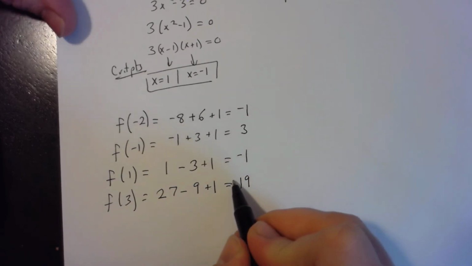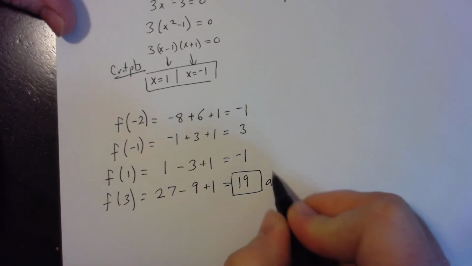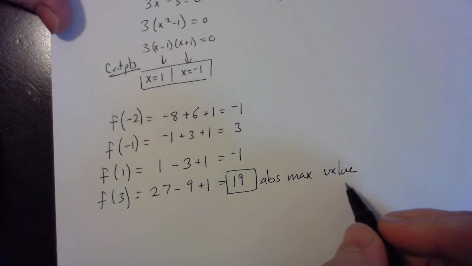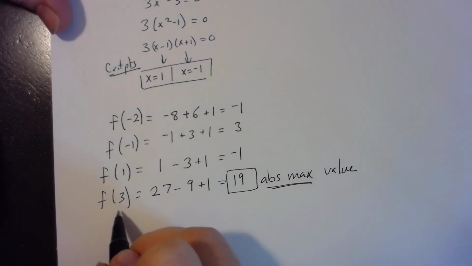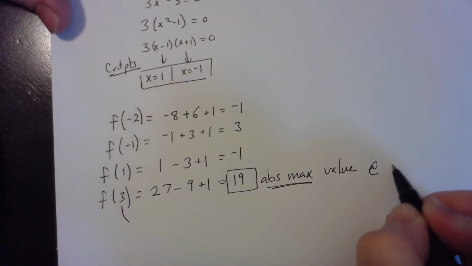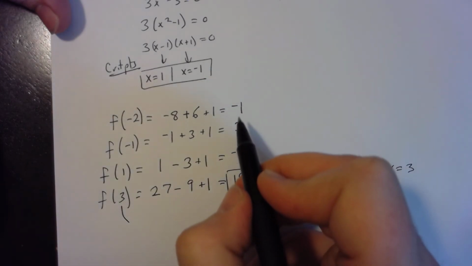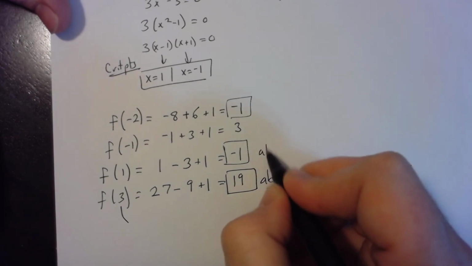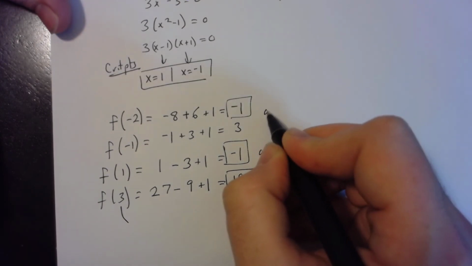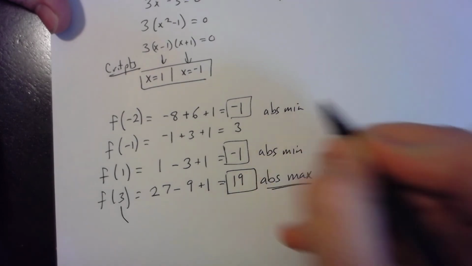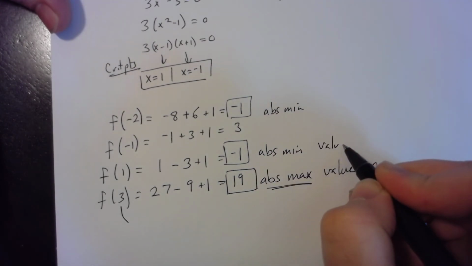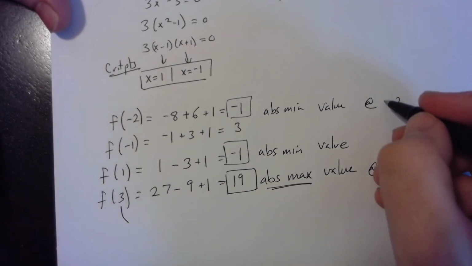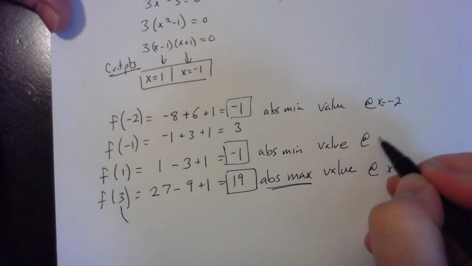So it looks like this right here is going to be our absolute maximum value. And now I'm going to be very specific about this. This is the absolute maximum value. Where does that maximum occur? It occurs at x equals 3. This one right here and this one right here both appear to be the absolute minimums. They are both absolute minimums because they are together the lowest value on the curve. Again, that's the lowest value. And where do those occur? It occurs at x equals -2, and it also occurs at x equals 1.